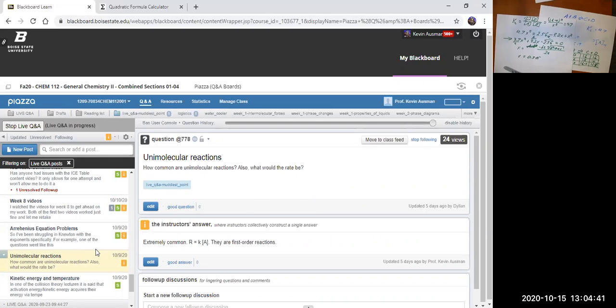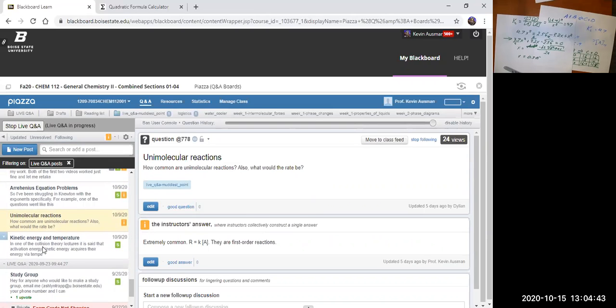How common are unimolecular reactions? Pretty common, quite a bit. And yes, the rate is going to be just first order, because anytime you've got unimolecular, bimolecular, termolecular, any of those things, that means you're talking about an elementary step. And so you can write the differential rate law straight from the reaction stoichiometry.